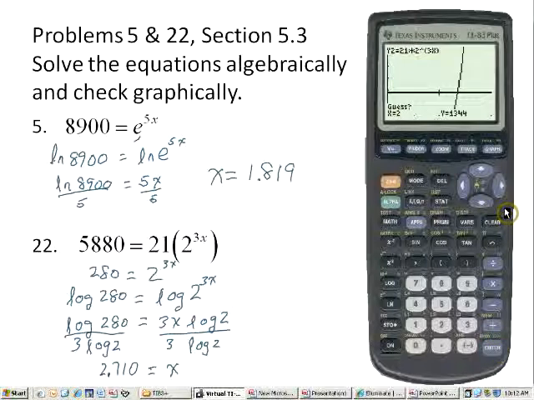there's the first curve, second curve, and let's move the guess over a little bit. That's close enough. See what we get. Notice our answer on the bottom here is the same thing that we had earlier. Rounded that off, we have 2.710 like we had before. This then completes both exercises 5 and 22 from section 5.3.